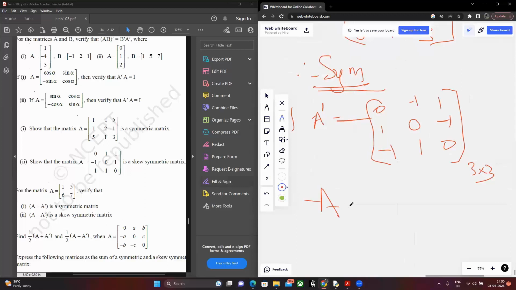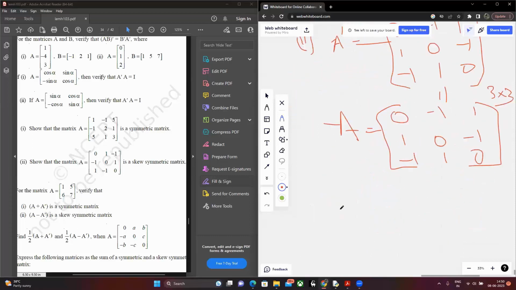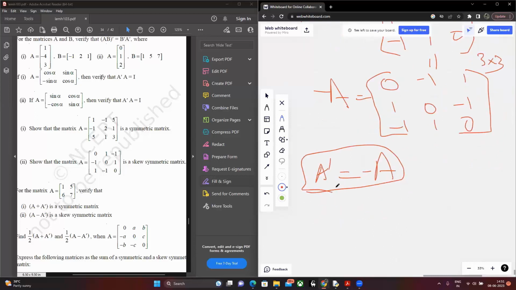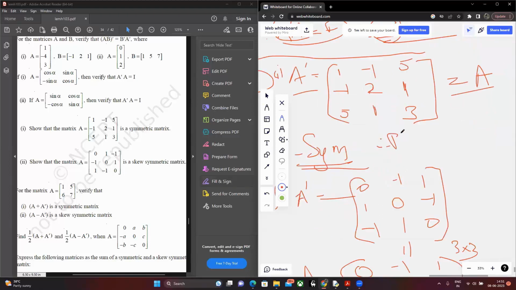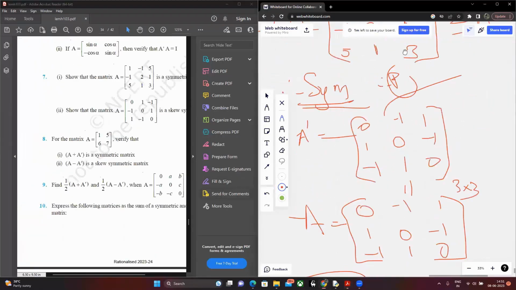And minus A is going to be 0, minus 1, 1. This is going to be 1, 0, minus 1. This is going to be minus 1, 1, 0. And you can see that these both are equal, right? Therefore, A dash is equal to minus A, which is the condition for skew symmetric. Therefore, it is skew symmetric.